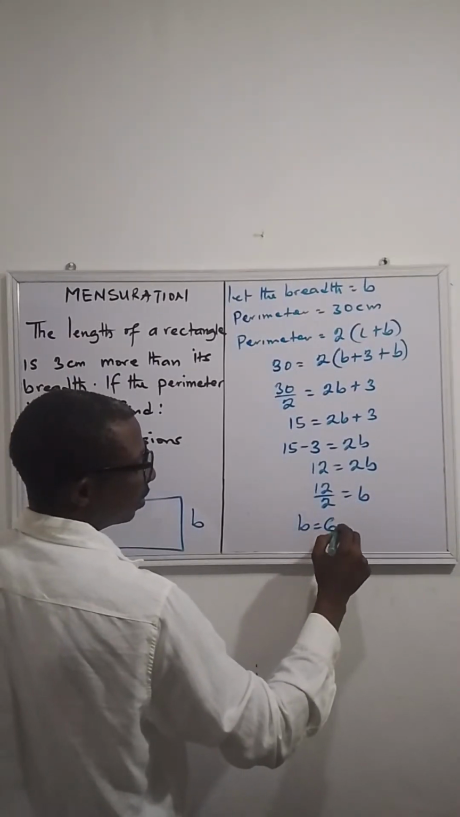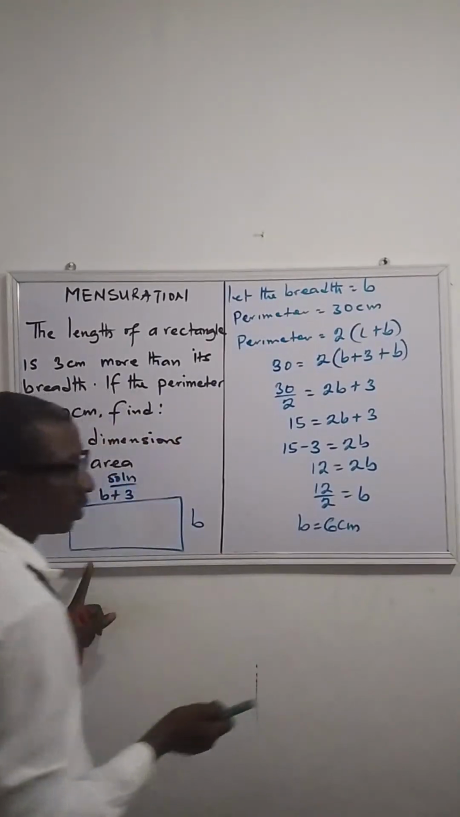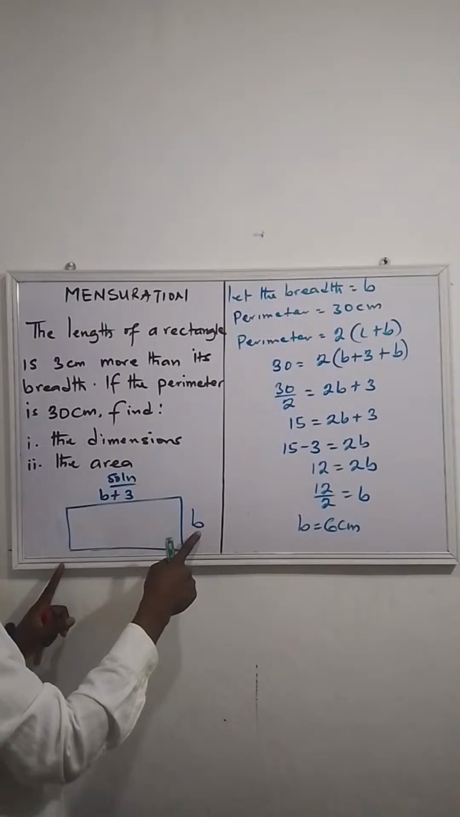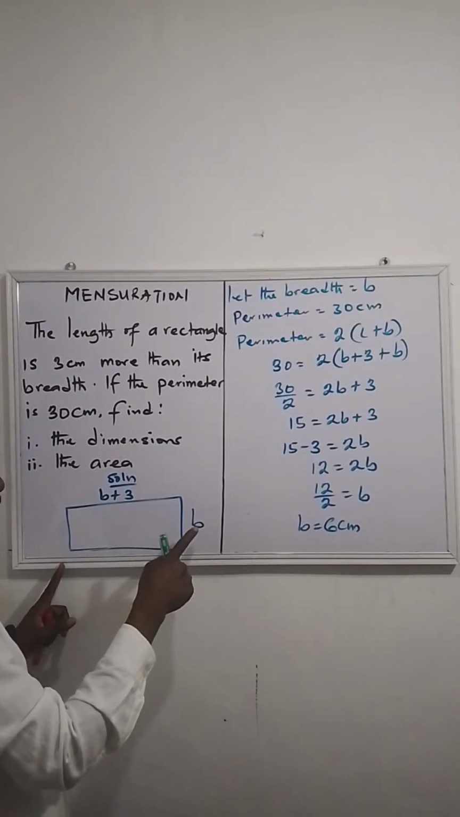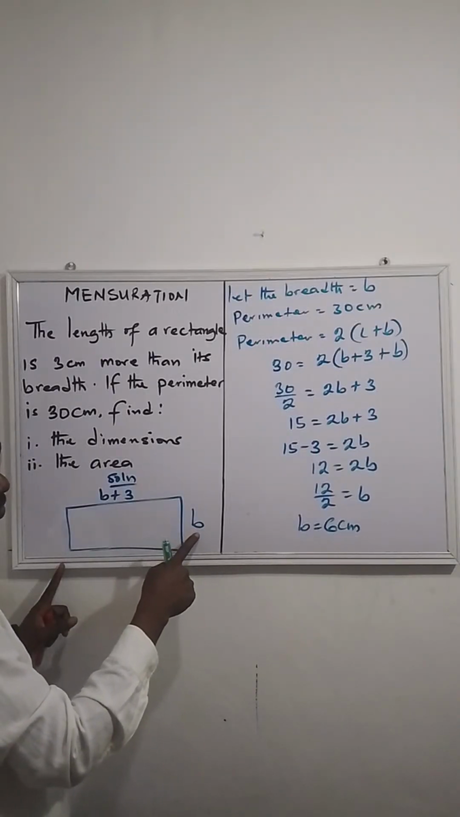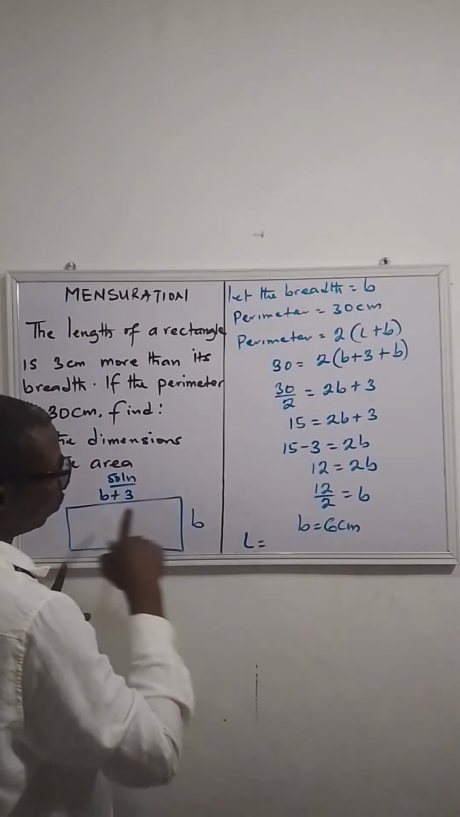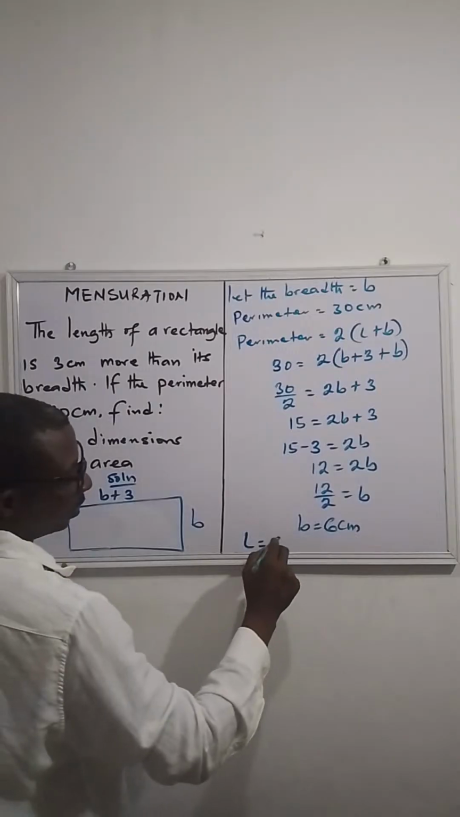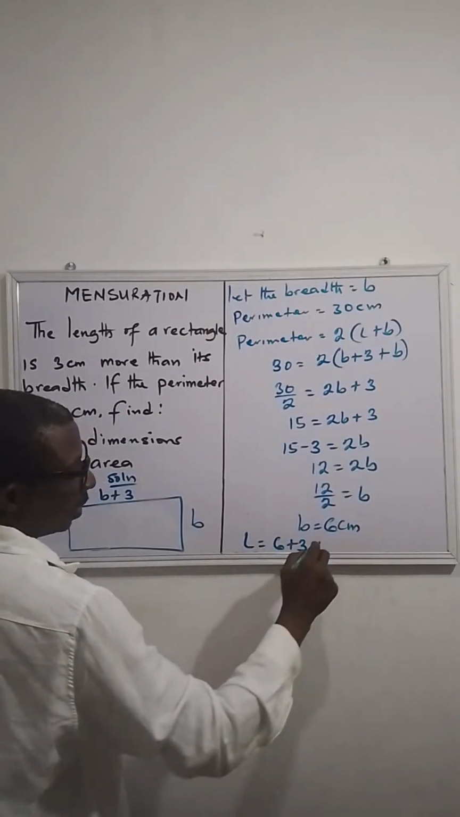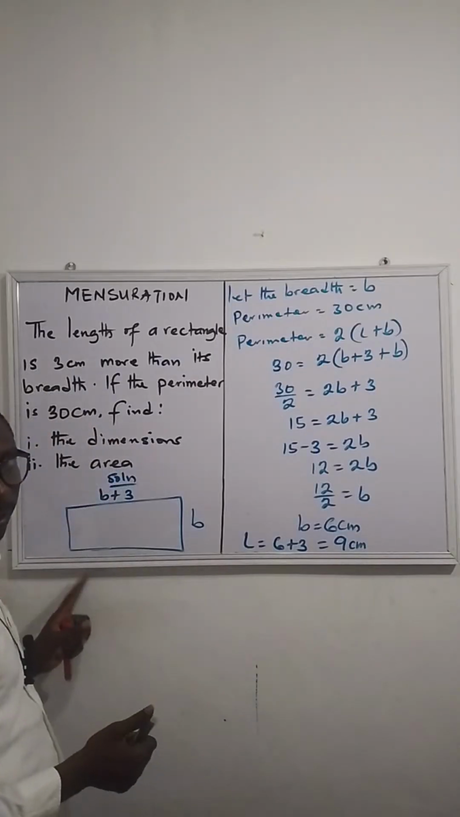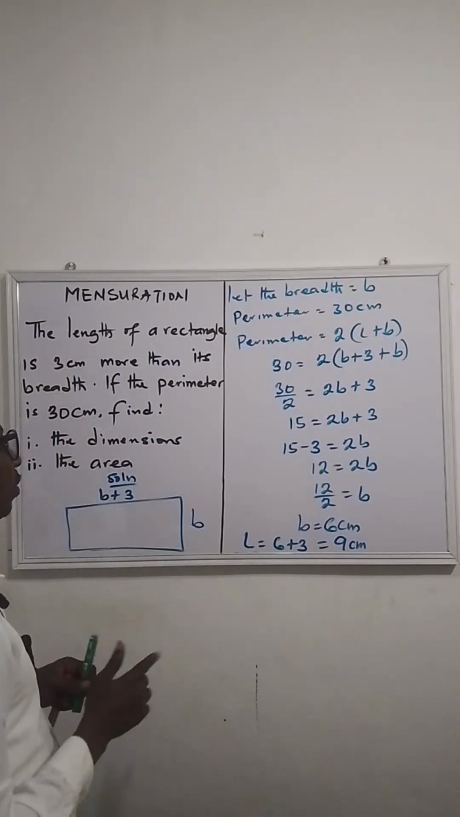B is 6 centimeters. So now, can you see we have gotten one of the dimensions? B is 6 centimeters. So what's going to be the length? The length is B plus 3. That's going to be 6 plus 3, and that gives us 9 centimeters. All right.